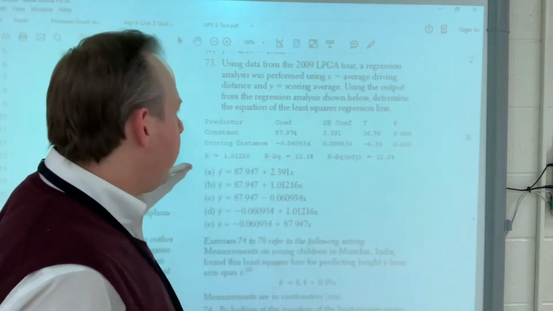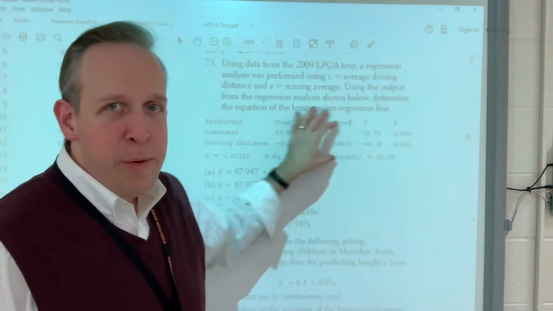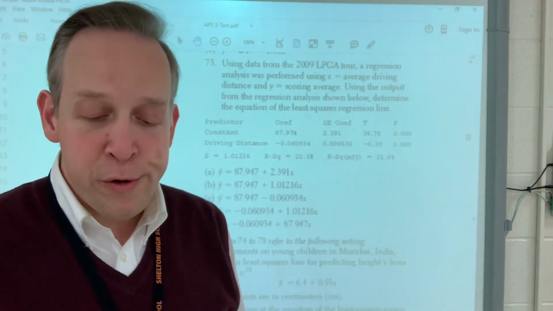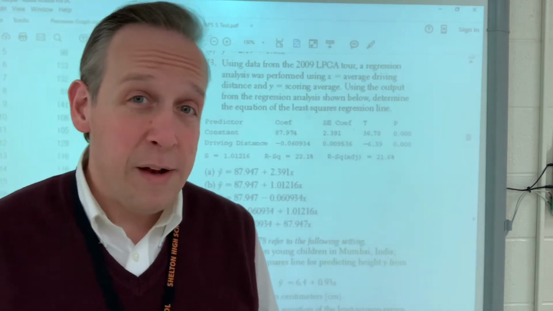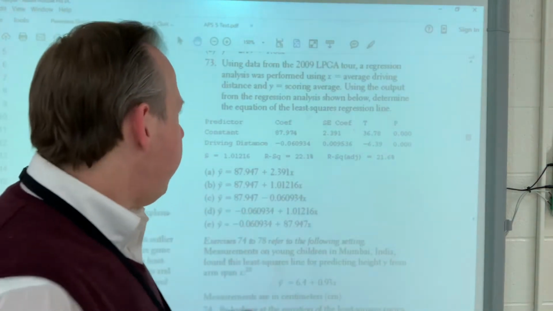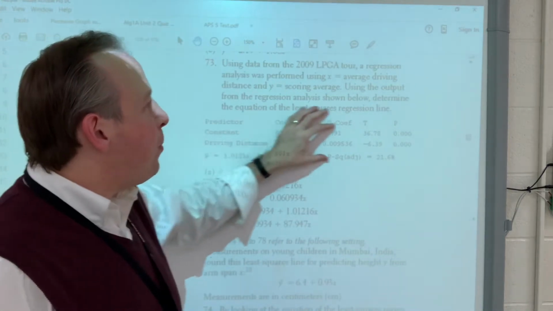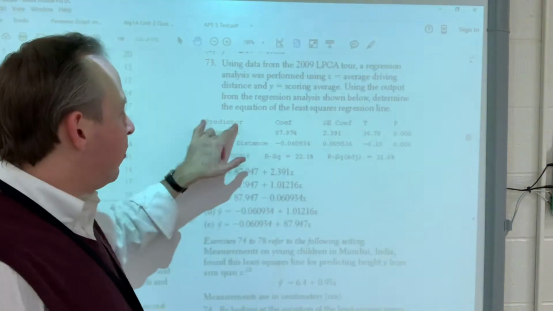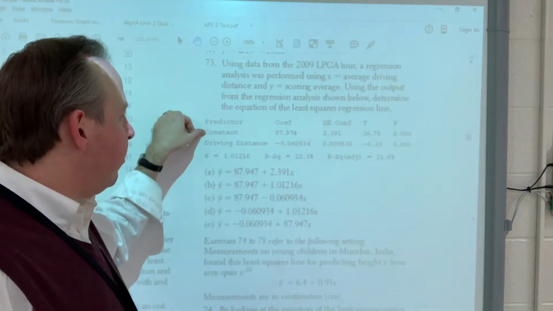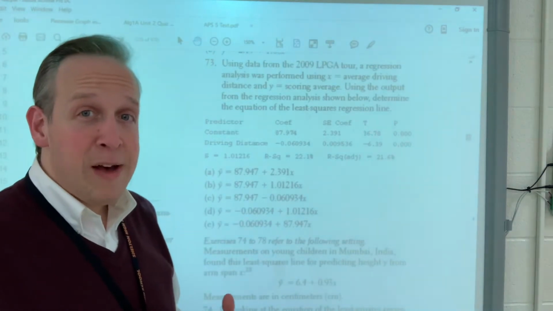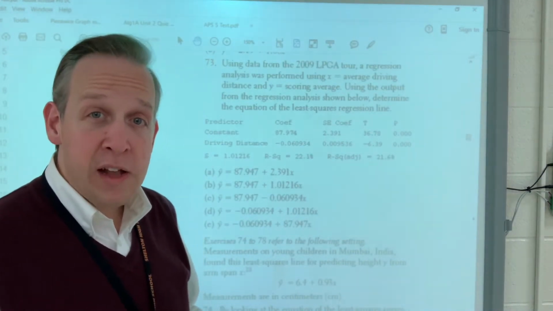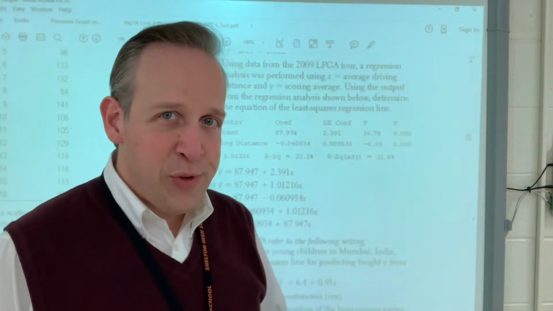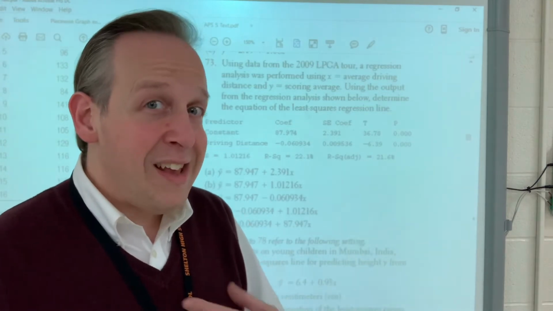Now here's the thing. They're giving you an output table from a program called Minitab. It is a data number cruncher, and very useful, and you'll see it a lot. Here's what I want you to understand. Some of the things here we won't be using yet. Some of the things here we might not use at all, but here's what they mean. This title says predictor. It's the constant, which hopefully is pretty obviously the A value in the LSRL. And the driving distance, which in this case is the variable, so it's going to be X.